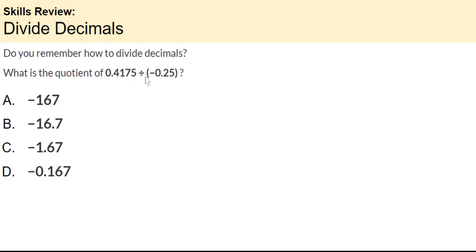I know my answer is going to be negative. Look at all the choices. They're all negative. I have positive divided by a negative, so my answer is negative. Okay, now what we're going to do is do some long division, okay?